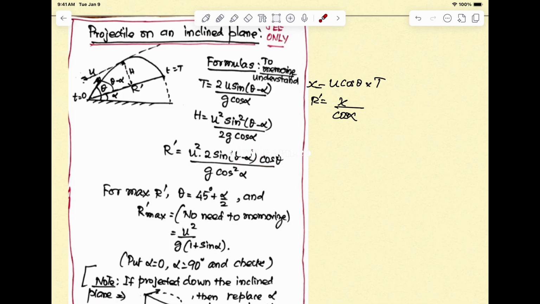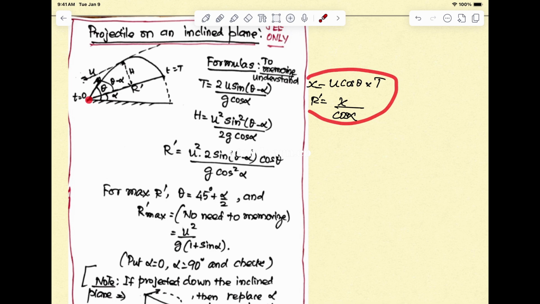Therefore I just repeat now. In the case of ground to ground, the range formula is u squared 2 sin theta cos theta. Here it is going to make only a change on this angle, theta minus alpha for the sine. Cos theta remains the same, and of course now it is divided by g cos squared alpha instead of g in the ground to ground formula. Either remember this, or, because such questions on the inclined plane are going to be very rare, you can afford to take a little extra time during the examination and work it out in the same way as I have done.